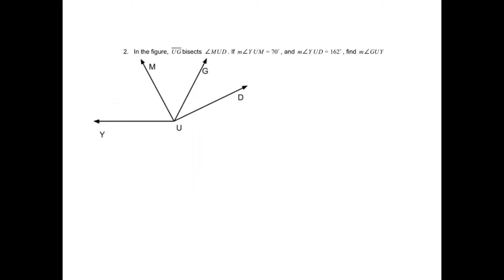All right, so this final example has quite a few things going on, but we're going to do one thing at a time. It says that UG bisects MUD. So this ray bisects MUD. So that means that UG splits this into two equal angles. So I have the tick marks or the arches there to represent that. It says YUM is 70 degrees, so I'm going to label that. And YUD, this whole thing, is 162 degrees. Finding GUY. So we're trying to figure out GUY.